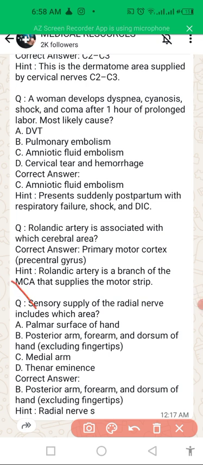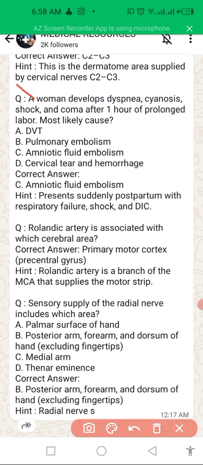Sensory supply of radial nerve including which area? Sensory supply of radial nerve includes posterior arm, forearm, dorsum of the hand and fingertips. Another one: Rolandic artery is associated with which cerebral area? Rolandic artery is associated with primary motor cortex, precentral gyrus.